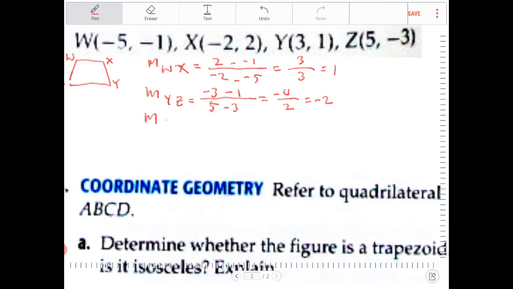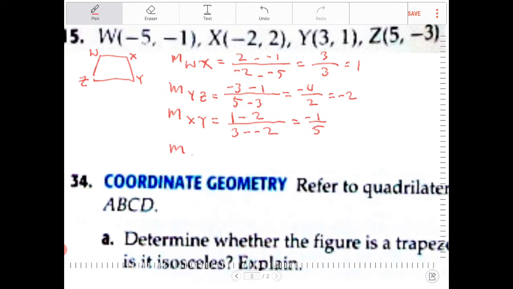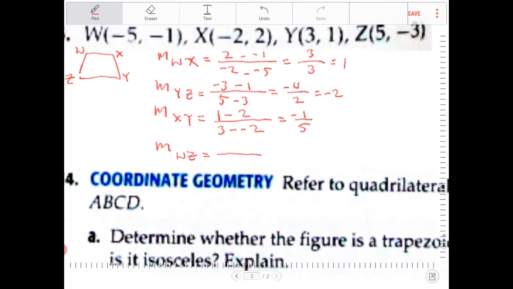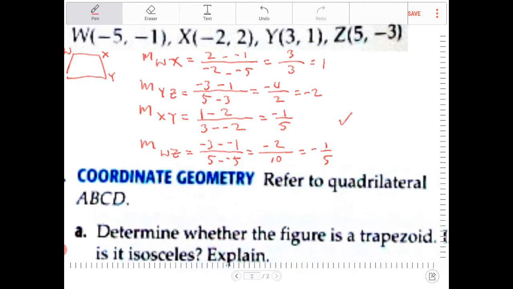So I want to find the slope of XY. Slope of XY is 1 minus 2 over 3 minus negative 2, and that will be negative 1 over 5. Let's find the slope of WZ. Slope of WZ is equal to negative 3 minus negative 1, all over 5 minus negative 5, and that is equivalent to negative 2 over 10, which is equal to negative 1/5. So yes, we do have a pair of parallel sides.